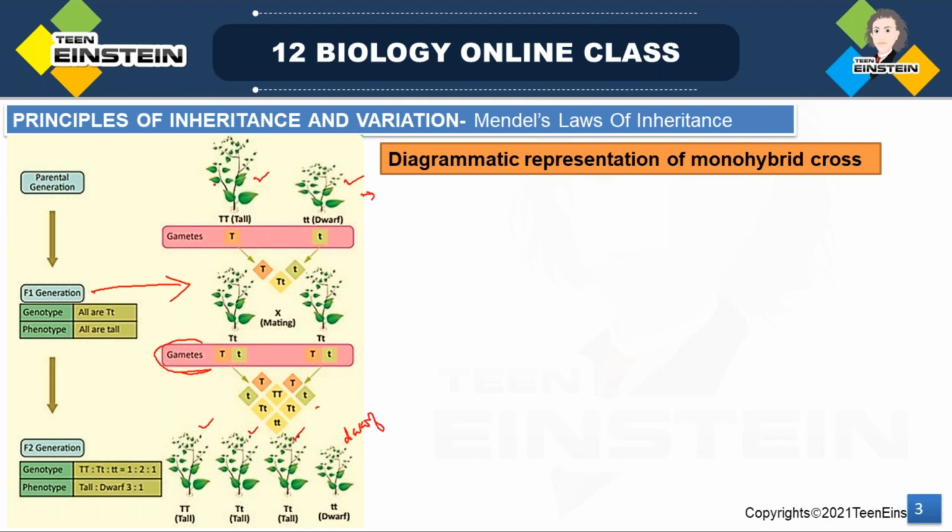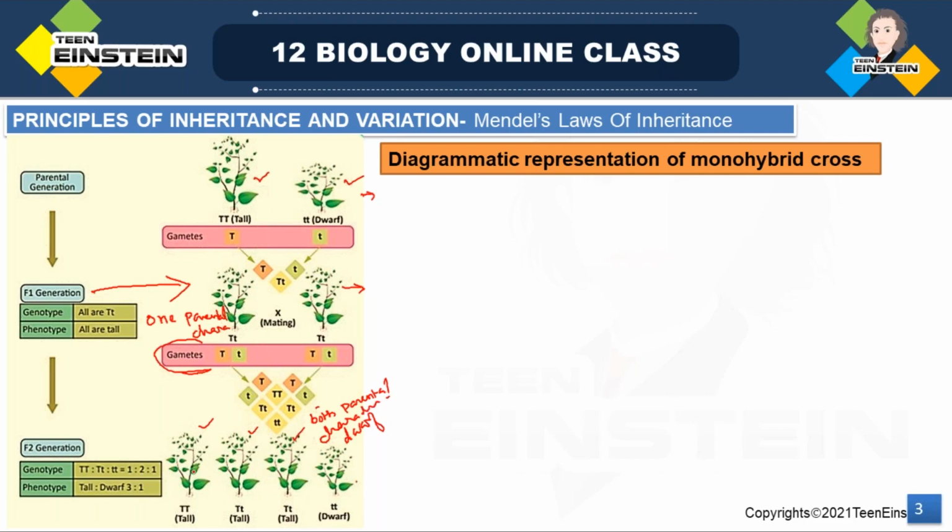In F2, both the parental characters were expressed in Mendel's experiment. Here one parent is tall, another parent is dwarf. In the F2 generation, both parental characters were expressed. But in F1, only tall plants were there. That means only one parental character was expressed in F1, but in F2 both parental characters were expressed.